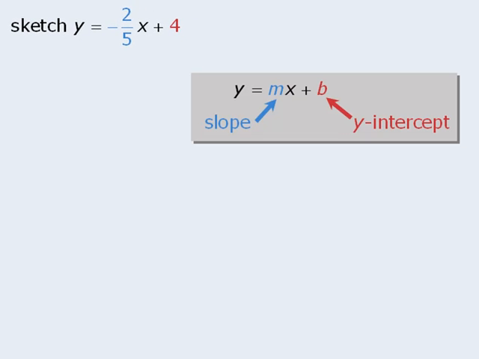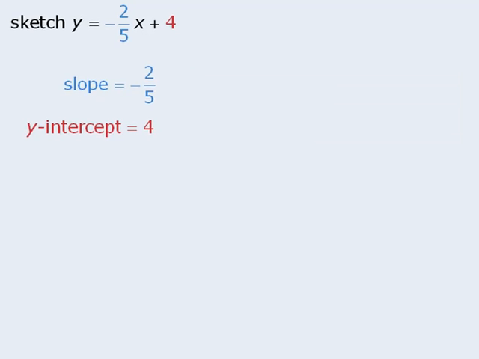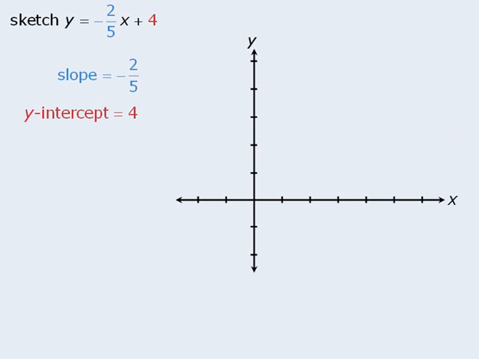Since the equation is already written in slope y-intercept form, we can see that the slope of the line is negative 2/5 and the y-intercept is 4. So we now have enough information to sketch this line. Let's begin with the y-intercept. The y-intercept is 4, so the line must pass through the y-axis at the point 0, 4.